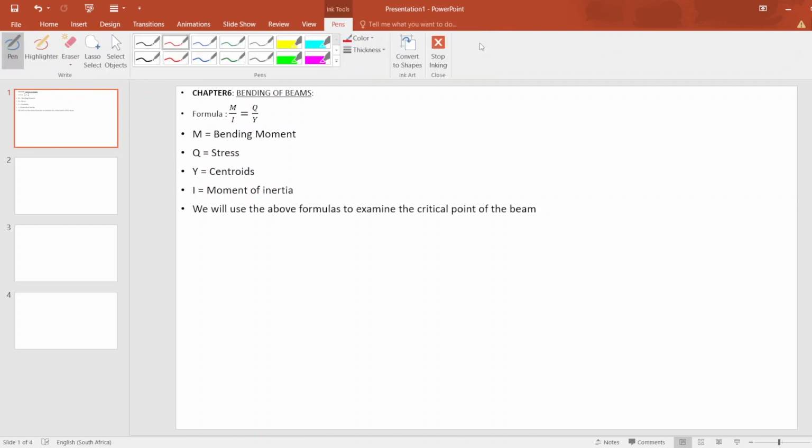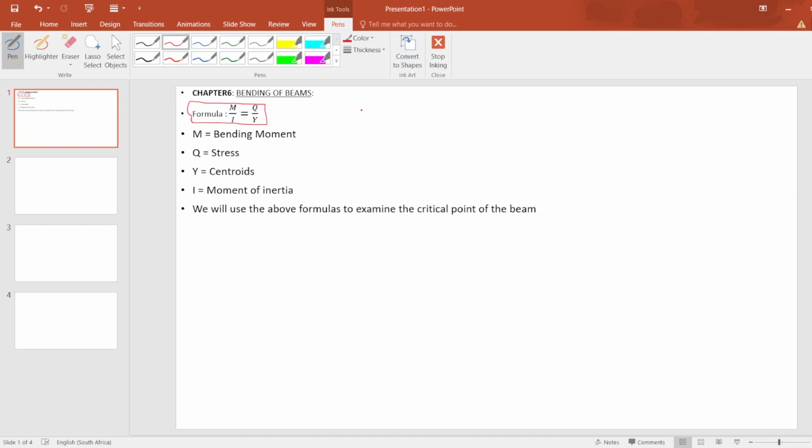Let us look at centroid, chapter 6, the bending of beams. On the bending of beams, we'll be working with this formula here. Now, this formula we'll use to examine the critical point of the beam.